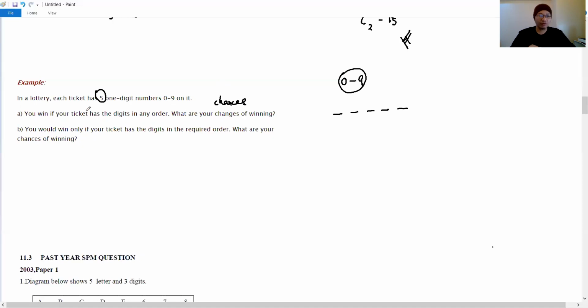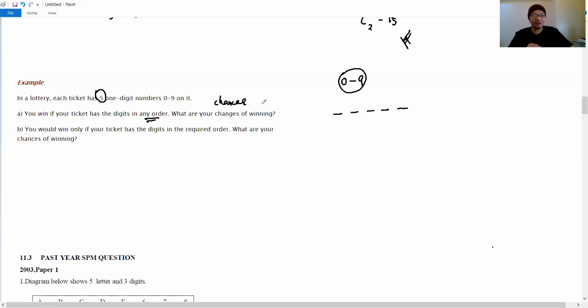Okay, for question A, you need to read this one: in any order. You see the word order, right? Then straight away you assume this is a permutation, but it's not, because they are saying you win if your ticket has the digits in any order. That means it doesn't bother about arrangement. It can be any number; just pick a random number. It doesn't consider the arrangement of numbers.